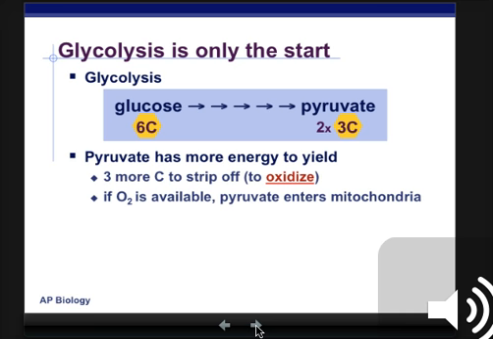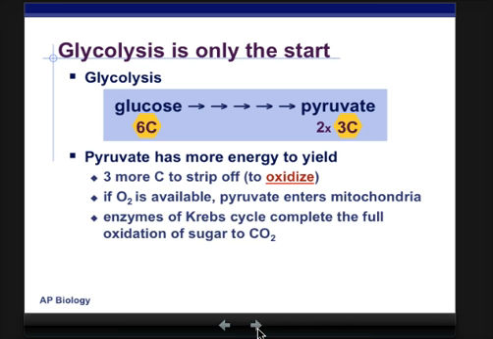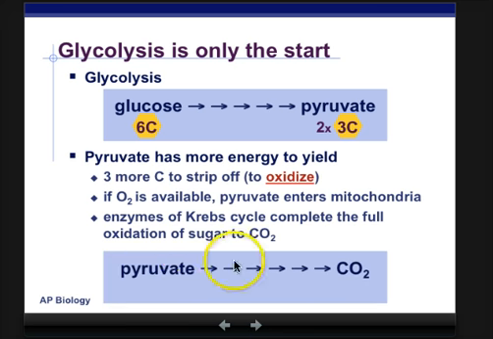Enzymes of the Krebs cycle do the complete oxidation of sugar into carbon dioxide. And just like glycolysis, the Krebs cycle has a ton of enzymes that are responsible for this. So we're going from pyruvate to carbon dioxide, and we're gaining a bunch of energy along the way. 3 carbons there and 1 carbon there. So we're taking pyruvate, the 3-carbon molecule, and releasing it as CO2, which is a 1-carbon molecule.